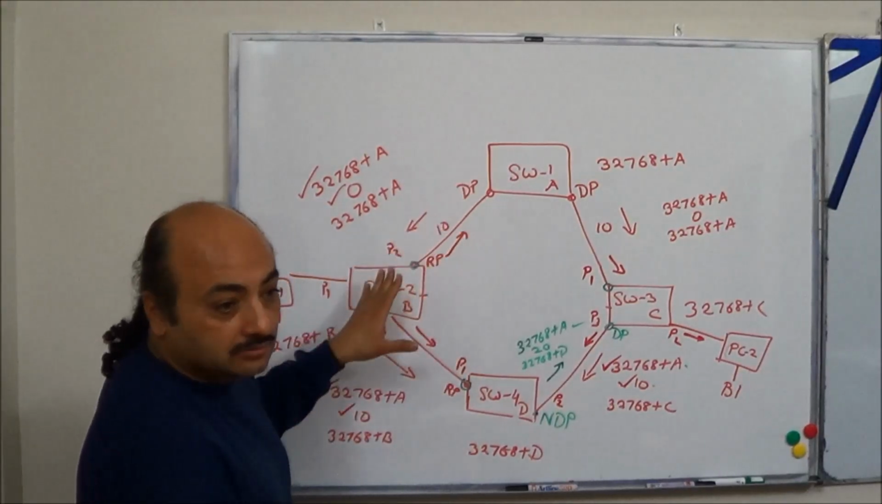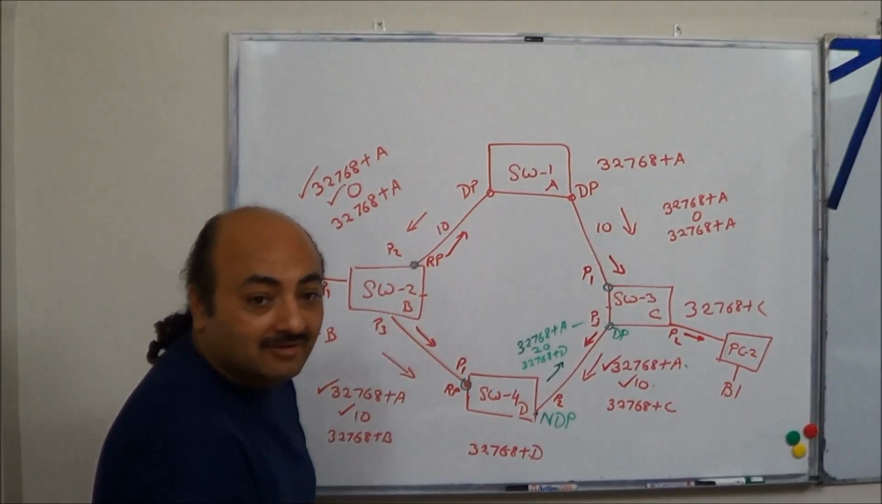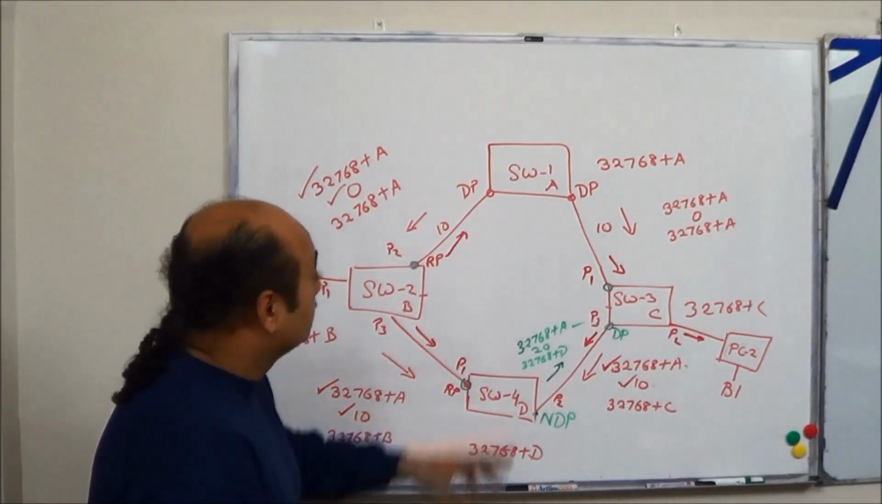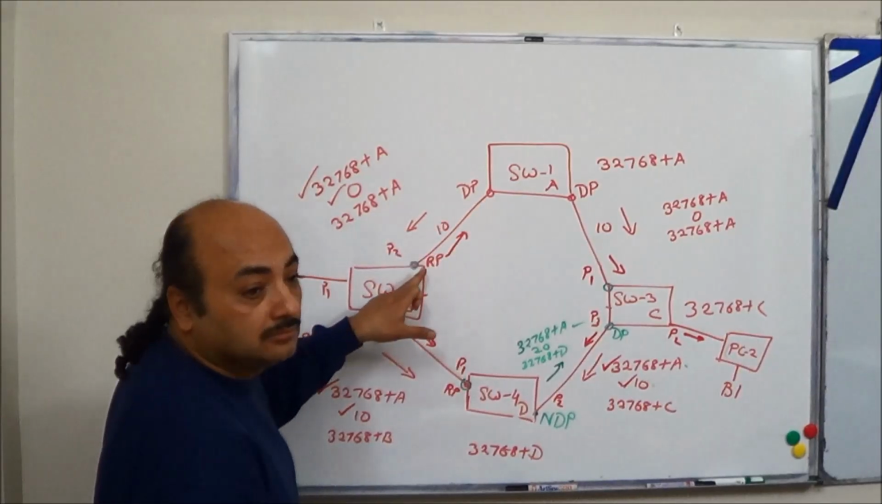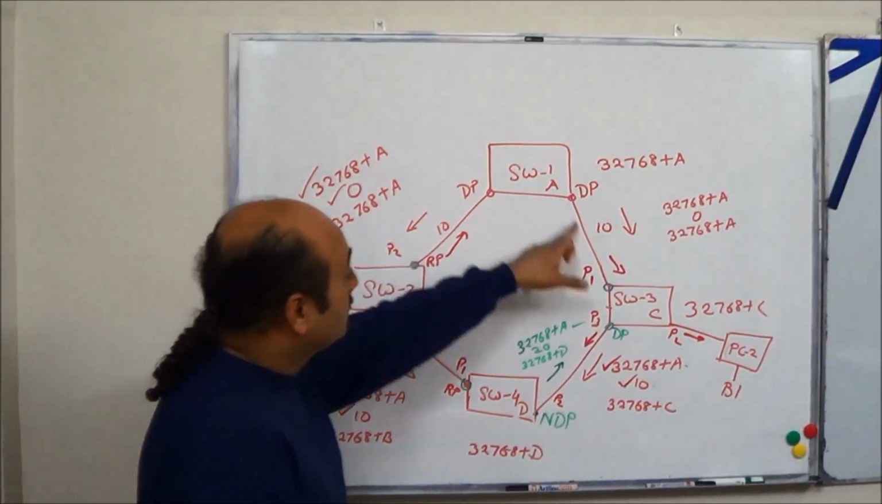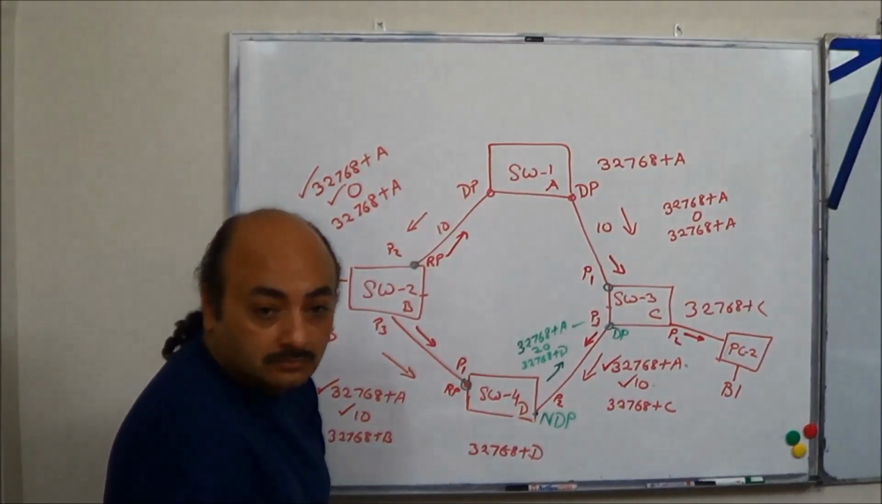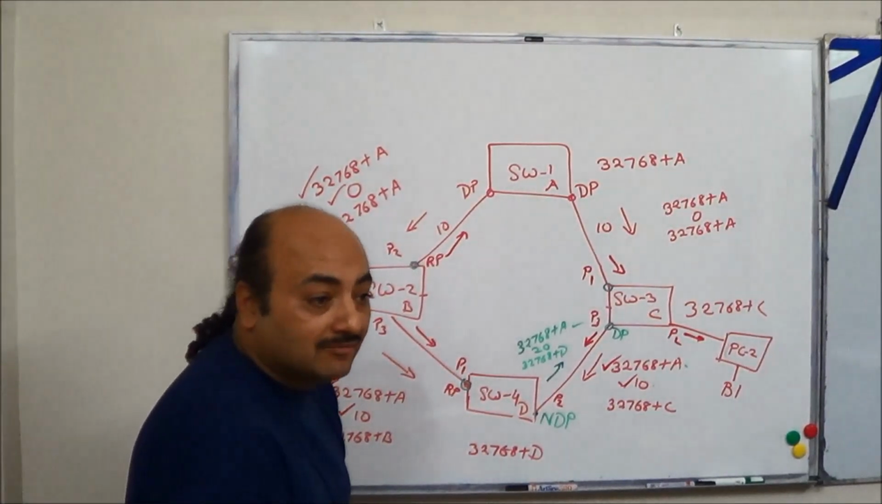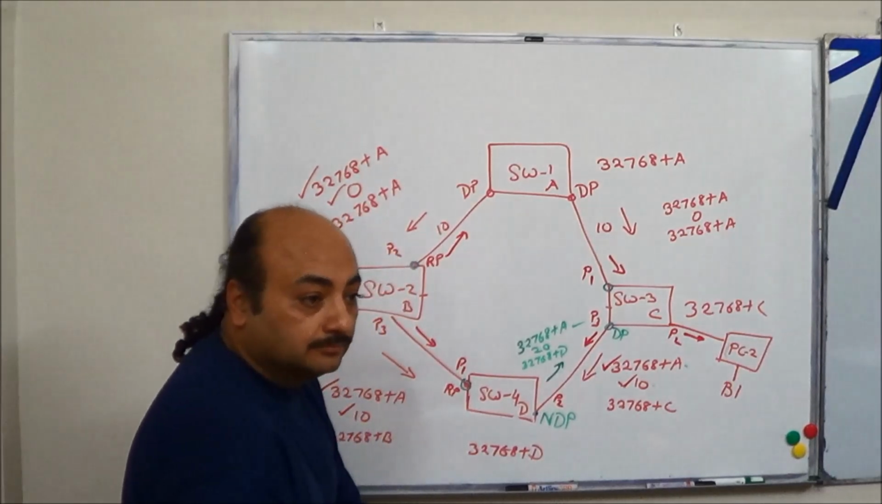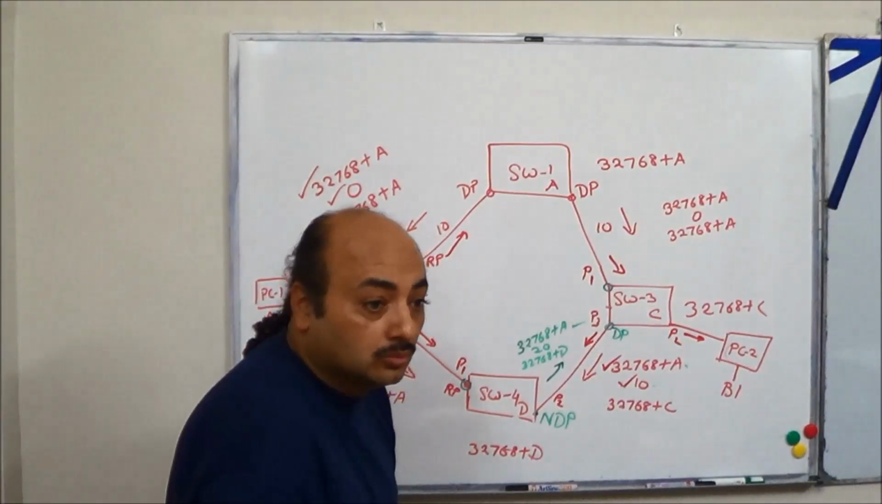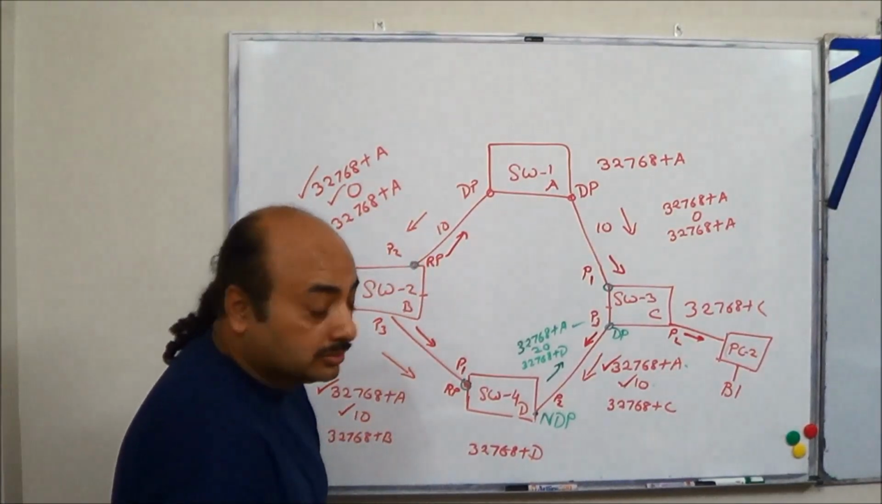Each segment will have at least one DP. Now, what do we call a segment? This is a segment, this is a segment, and this is a segment. Each segment will have a DP, right? Can we say that each segment will have an RP? No.